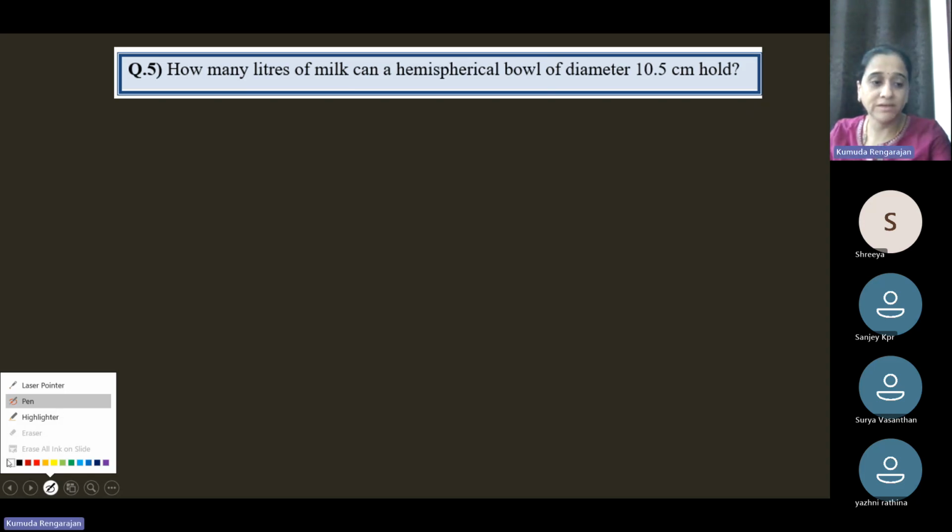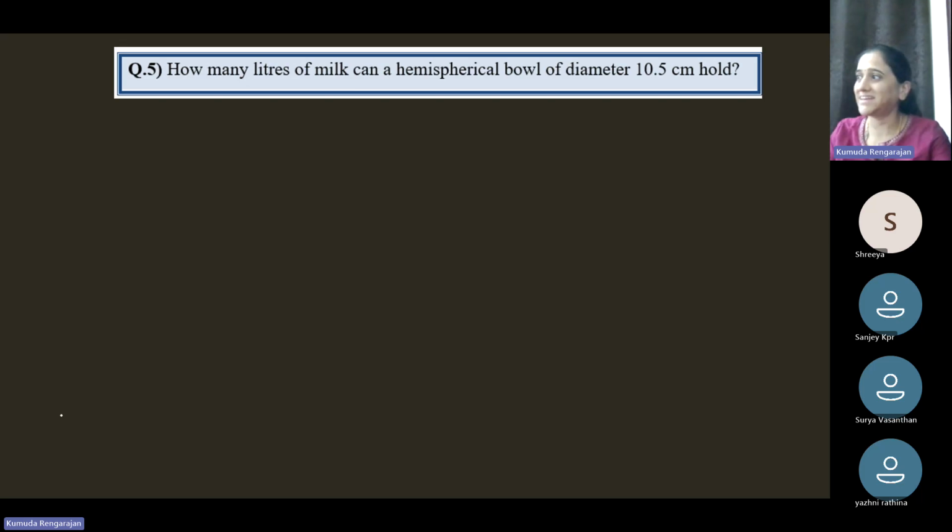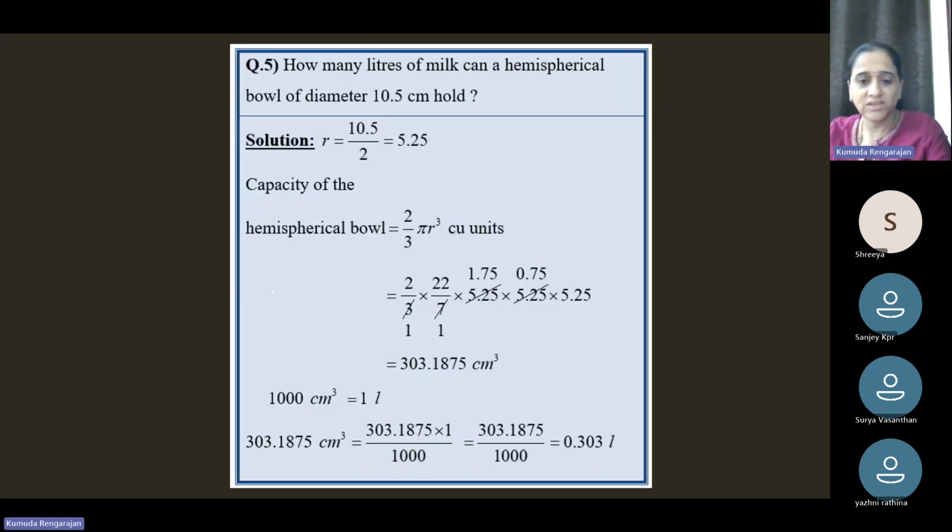This one also. Hemispherical bowl, not a sphere. So what's the formula to find the volume? 2 by 3 pi r cube. You need to find the volume and then convert that to liters. This is the conversion. I'll just take the volume answer. 303.